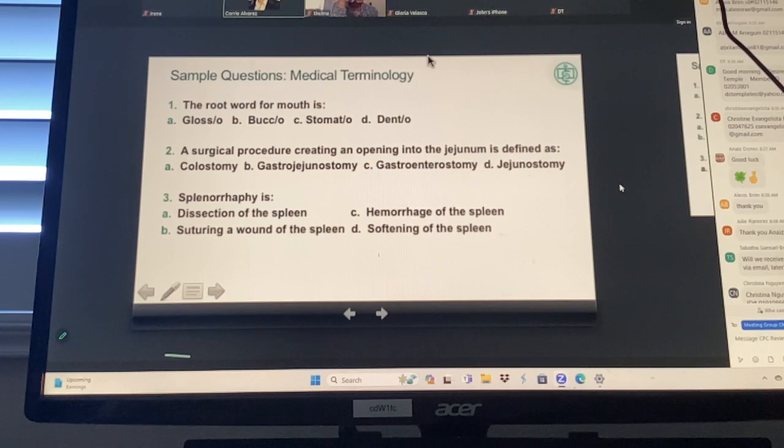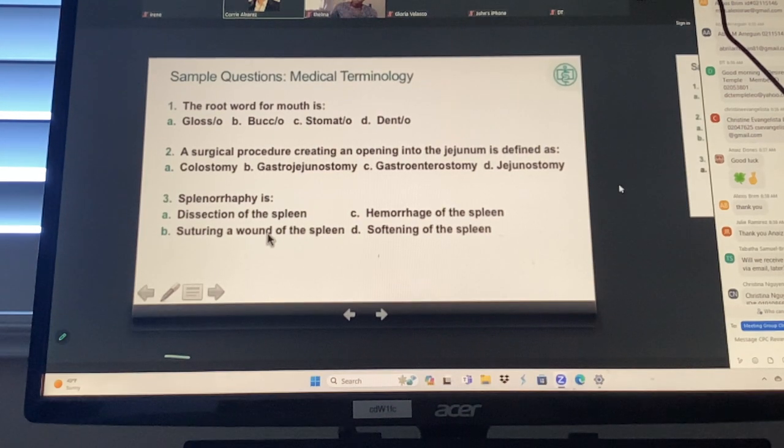Number 2, you're creating an opening into the jejunum. And so here the answer is jejunostomy, creating an opening, ostomy. It's kind of interesting if you look at all of these answers. This is pretty an easy one because jejunum is right in the beginning here as a term.